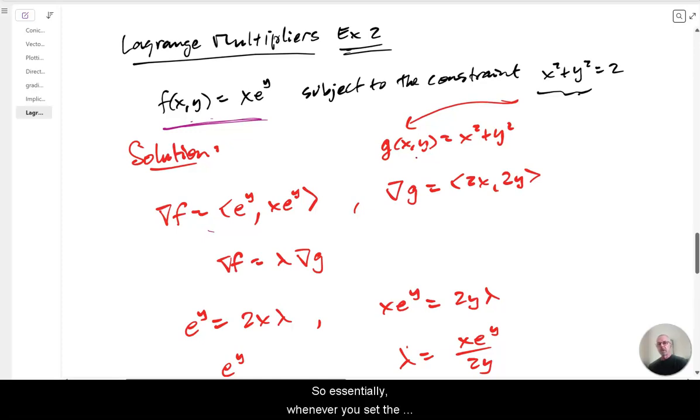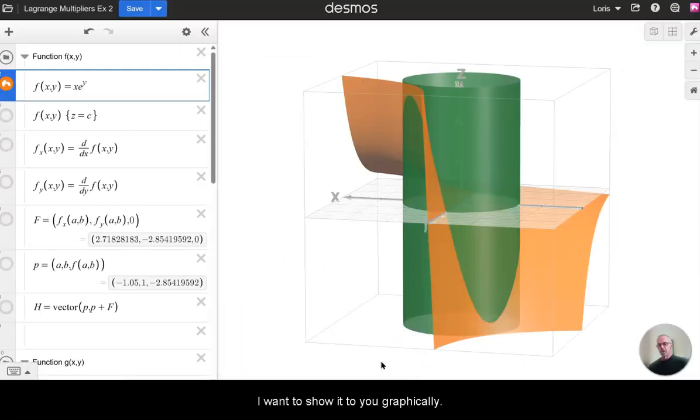So essentially, whenever you set the gradient of the, let's call it the master function, equal to the gradient of the constraint function, whenever you set those equal, they're off by a constant wherever there is a max or a min of f constrained by g. So let me show you this. I'll go through the math here in a second. I want to show it to you graphically.